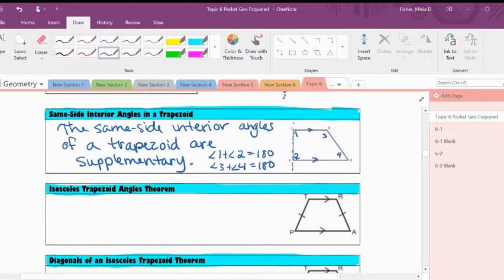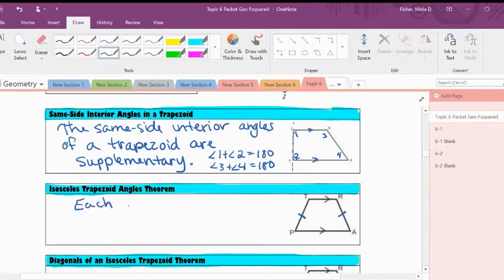The isosceles trapezoid angles theorem. Remember, in an isosceles trapezoid, the legs are congruent. It's a little bit different than a regular trapezoid. We have an isosceles trapezoid. And in an isosceles trapezoid, each pair of base angles are congruent.